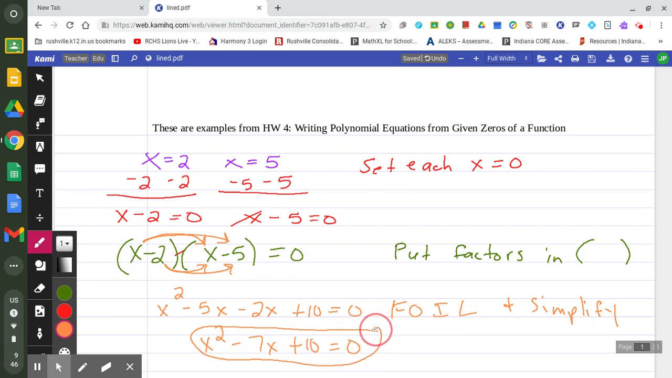And then in MyMathLab, they may already have the x squared, and you just have to put in the minus 7, or you just have to put in the 10. So be careful and actually look at what MyMathLab is asking for.